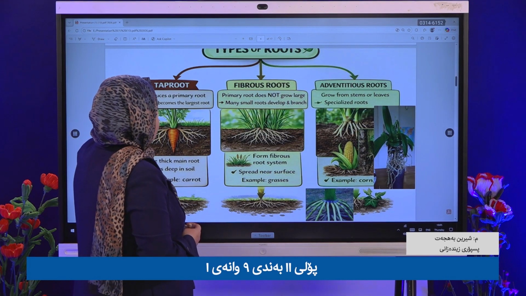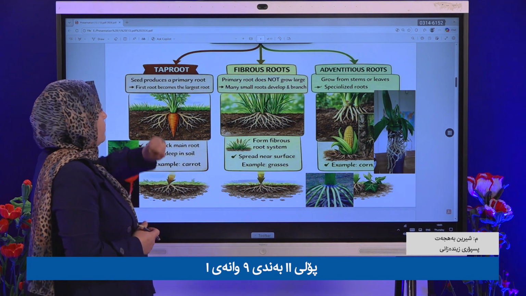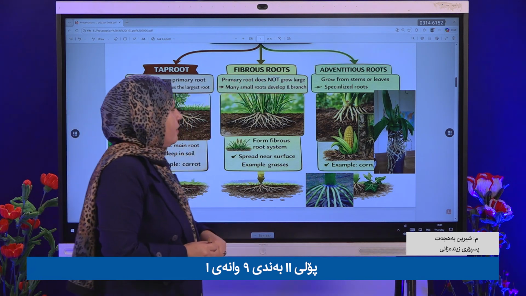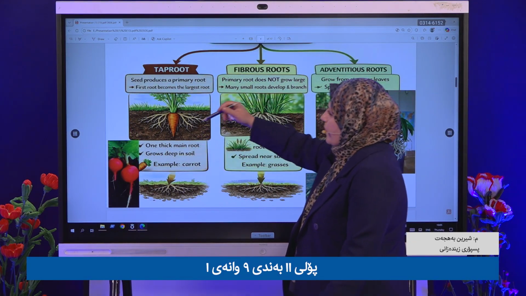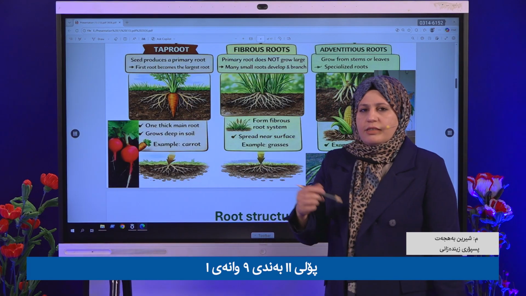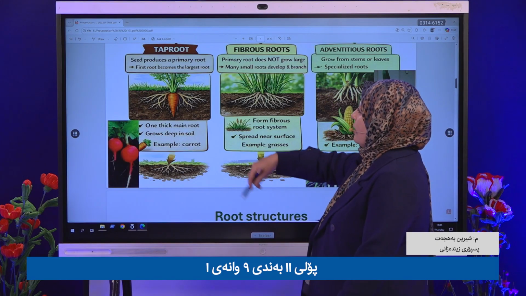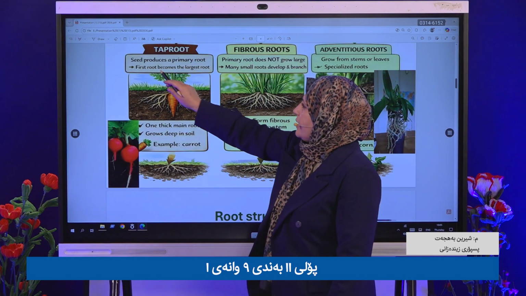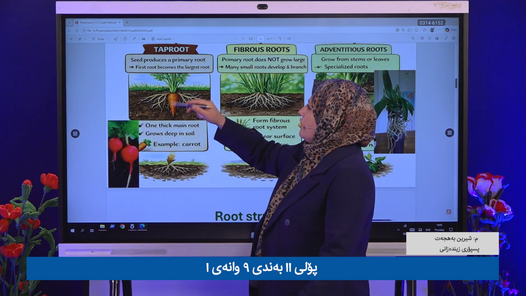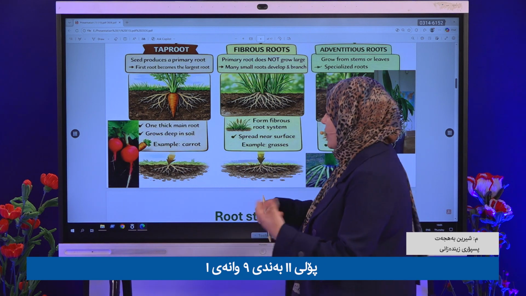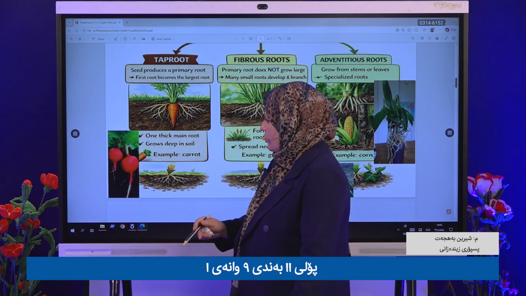We have three types of roots, classified into three types. The first one is taproots, then fibrous roots, and adventitious roots. For the first one, as the seed starts to sprout, the first root which grows is called the primary root. In this type of roots, the primary root becomes large, such as in carrots, potatoes, and radishes.